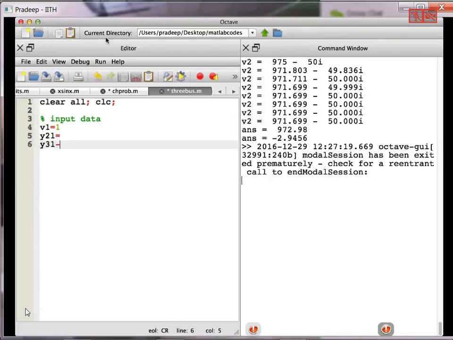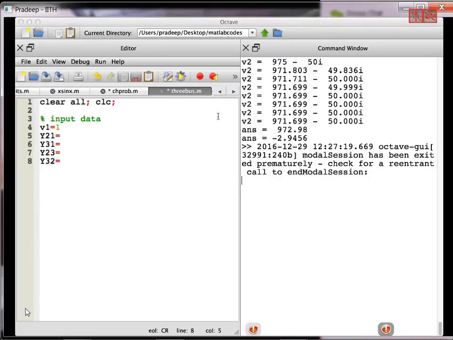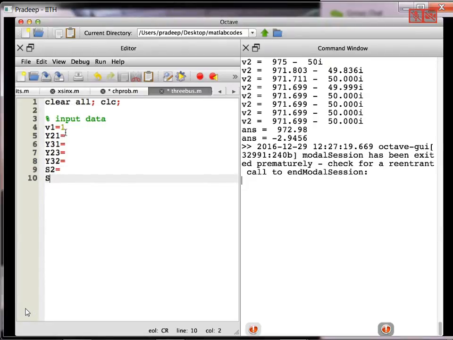So I'll use capital Y. Y23 equal to, and Y32 equal to. And then S2 equal to, and S3 equal to. So these are the values I require. From this I can find out what V2 and V3 are.